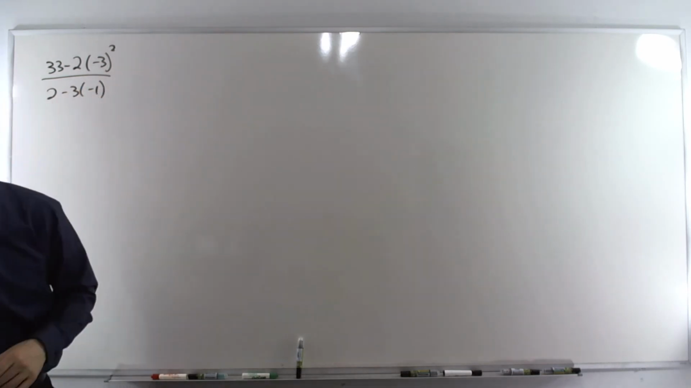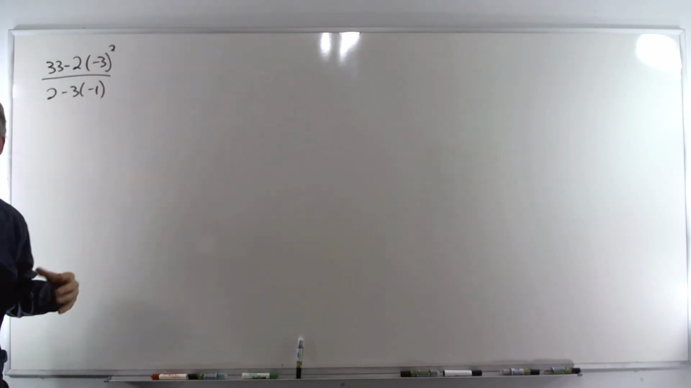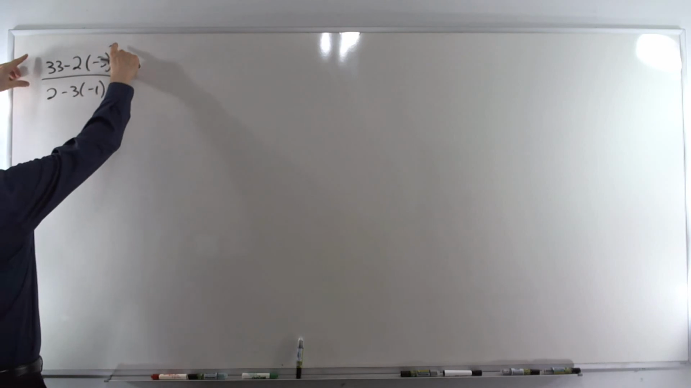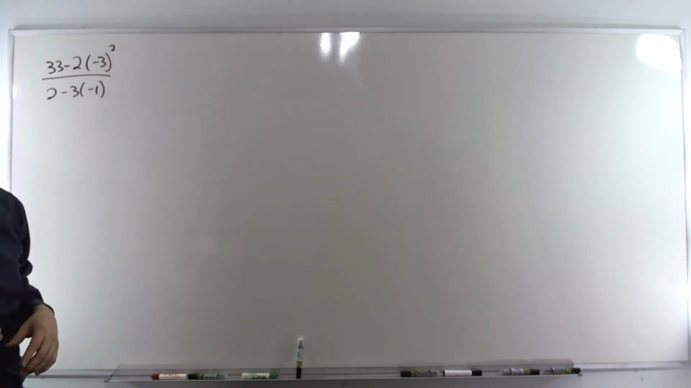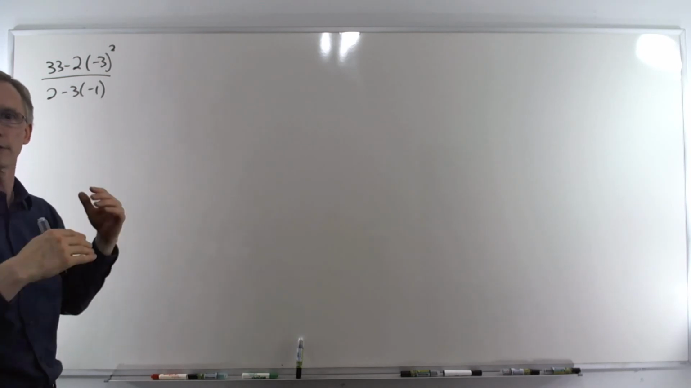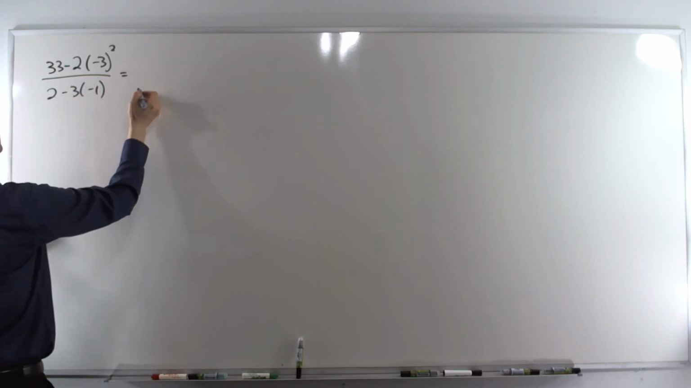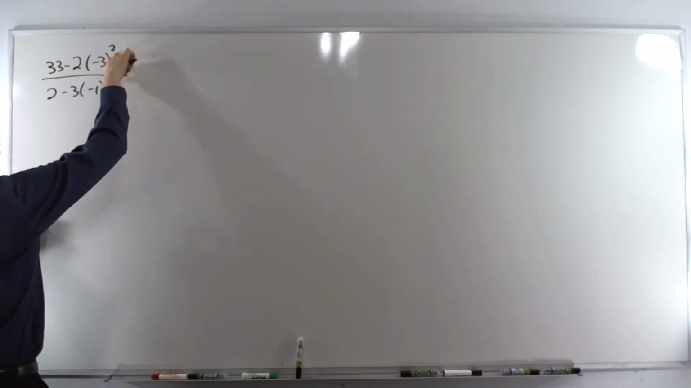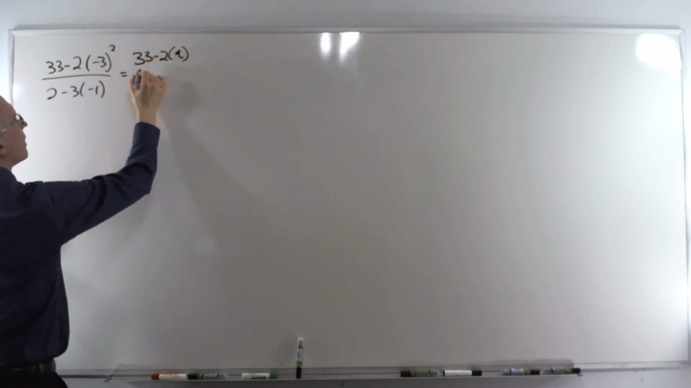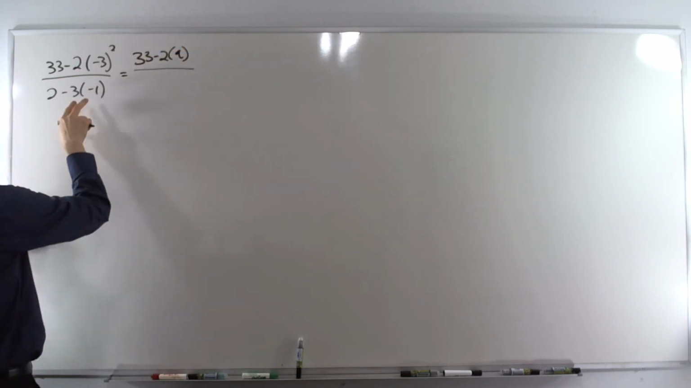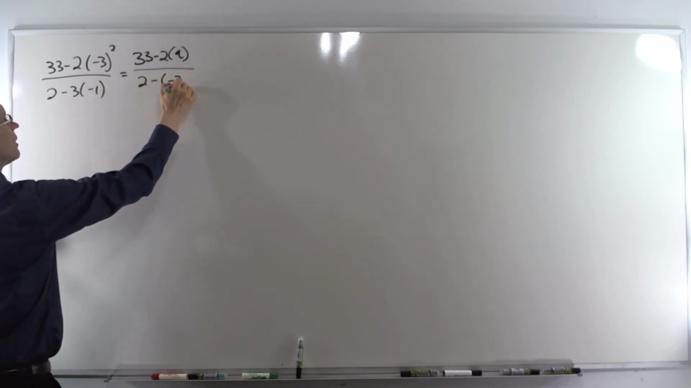Okay, so for this first one, keep in mind that the division bar is a grouping symbol. So you can consider these to have parentheses around them. So we're going to work on the numerator and denominator separately, applying order of operations to the numerator and the denominator separately. So first up, we got an exponent here. So it's 33 minus 2 times 9, positive 9. And down here, we're going to do this multiplication first. That's 2 minus negative 3.